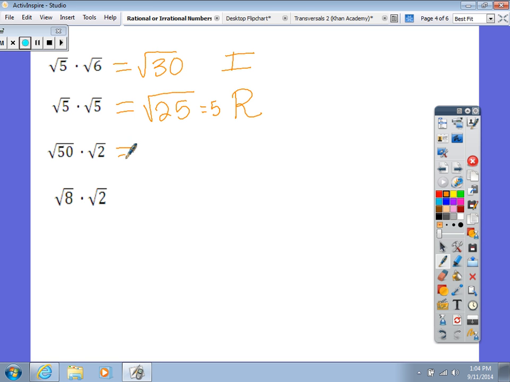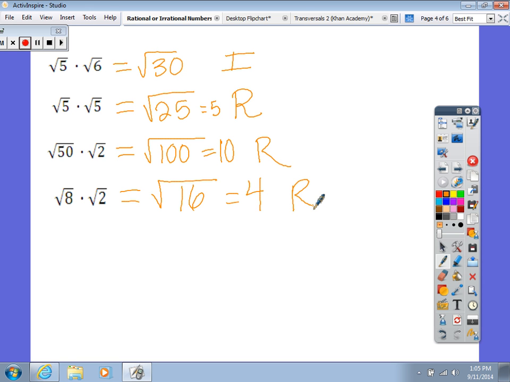Okay, let's look at this problem down here. 50 times 2 would give me the square root of 100. Is there a perfect answer? Yes, and it is 10. So that means that our final answer would be rational. And then if we come down here, we have the square root of 8 times the square root of 2, which is the square root of 16. That does have a perfect answer, which is 4, so that means my answer is rational.